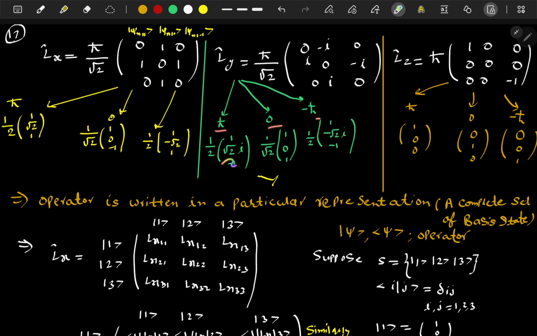Now for eigenvalue 0 and minus h cross: 1 upon 2, 1 upon 2, 1 under 2 iota, minus 1; 1 upon under 2, 1, 0, 1; 1 by 2, 1, minus under 2 iota, 1; minus 1, 1, 0, 0; 0, 1, 0, 0, 0, 1. Very easy peasy, because this is diagonal.